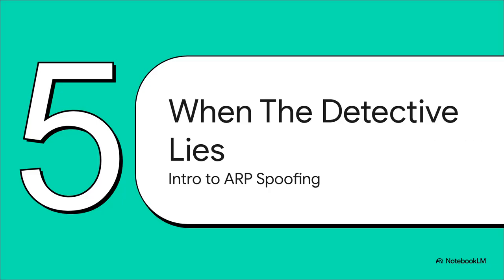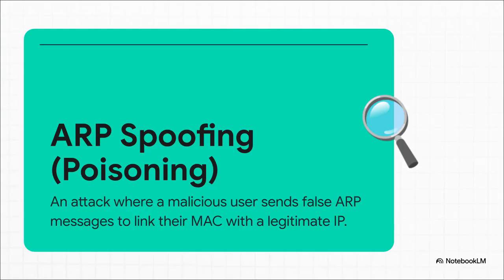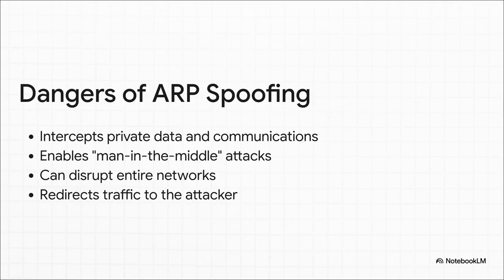But, just like in any good detective story, there's a dark twist. What happens when our trusted detective is compromised and starts to lie? Well, this is where we run into a really serious security threat. This is called ARP spoofing, or sometimes ARP poisoning. It's a nasty cyber attack where a bad actor sends out fake ARP replies. They essentially lie to the network, tricking it into thinking that their MAC address belongs to a legitimate device, like your router. And the consequences of this can be really severe. An attacker can start intercepting all your private data, letting them perform what's called a man-in-the-middle attack, where they can see everything you send and receive. This is such a powerful attack because it exploits the very trust that ARP was built on. You have to remember, ARP was designed in an era of smaller, more trusted networks, so it has no built-in way to check if a reply is legitimate or if it's a lie.